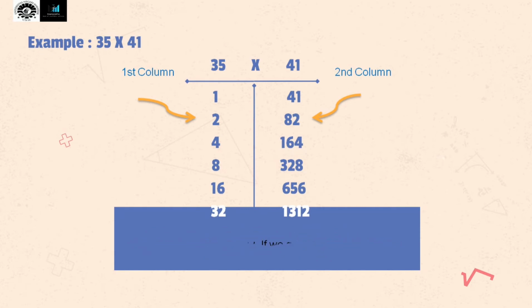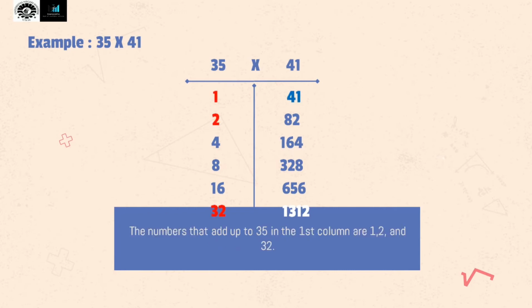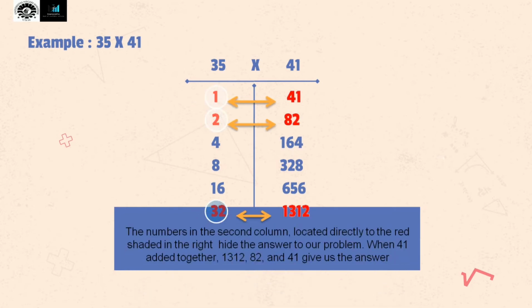Okay, the next step is pretty interesting. We must find a combination of numbers in the first column that add up to 35. The numbers that add up to 35 in the first column are 1, 2, and 32. The numbers in the second column, located directly to the right, have the answer to our problem when added together. 41, 82, and 1312 give you the answer.